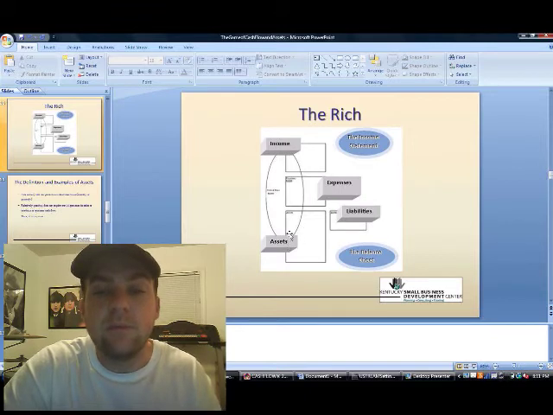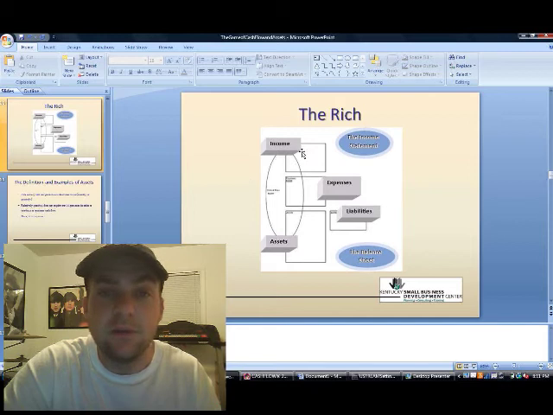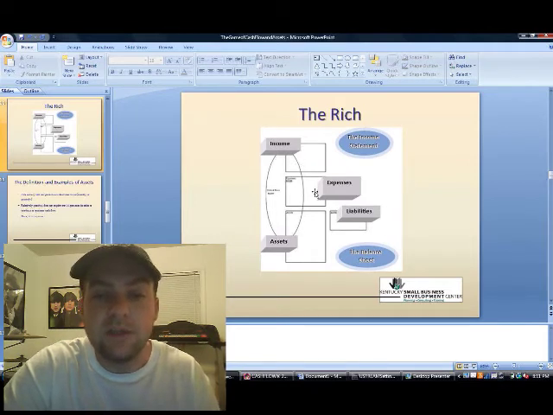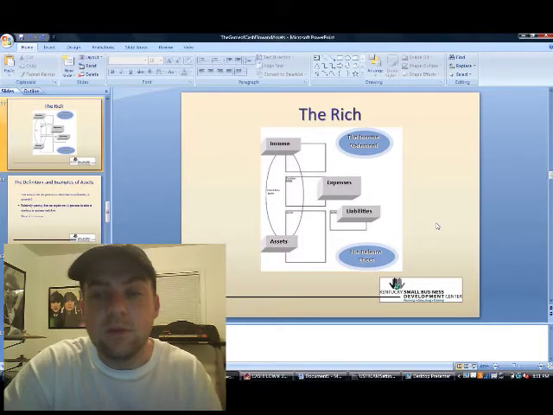So again, the rich spend their time building assets which generate cash flow into their income column, and this ellipse represents financial independence or financial freedom, when your income from your asset column is greater than or equal to your expenses.